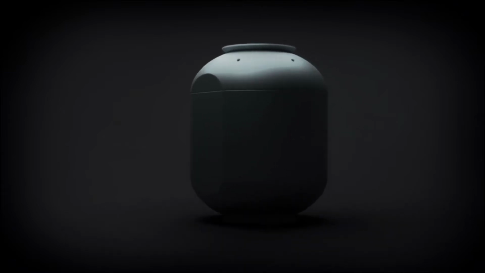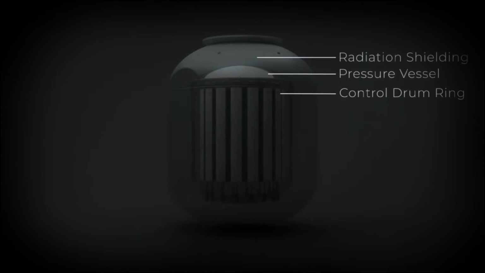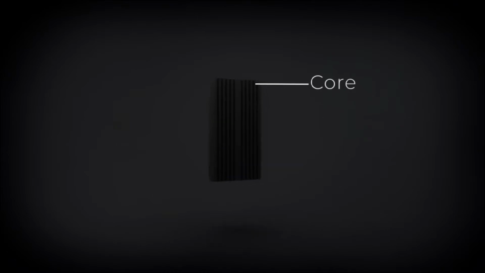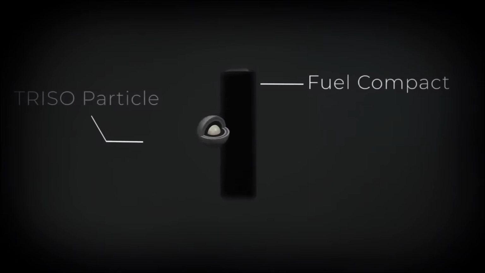The fission reaction is controlled by the motion of 16 control drums in a ring around the core, each containing an arc of neutron poison. Meltdown-proof TRISO fuel particles are arranged in compact cylinders stacked in fuel channels.